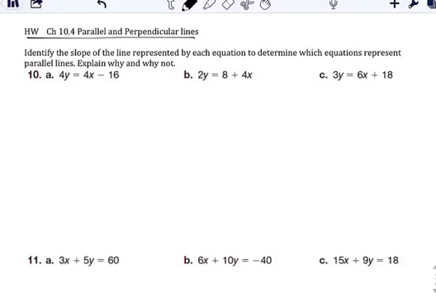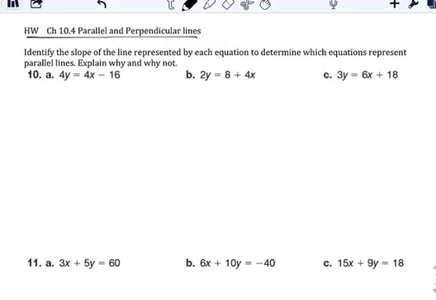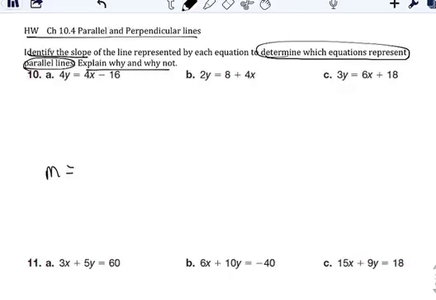This is the homework. Identify the slope. That means find the slope. So in each one, find what m would be of the line presented by each equation to determine which equation represents parallel lines. Explain why or why not.